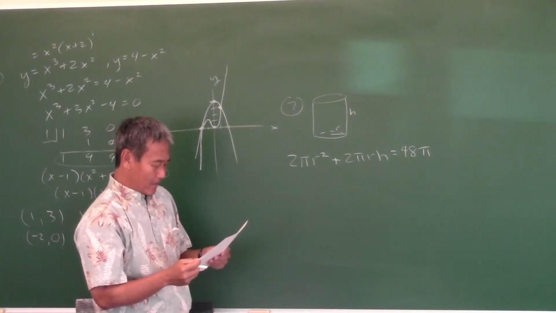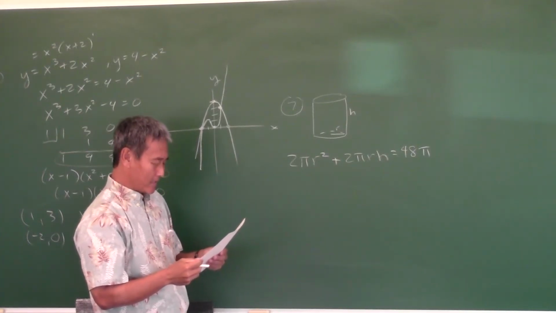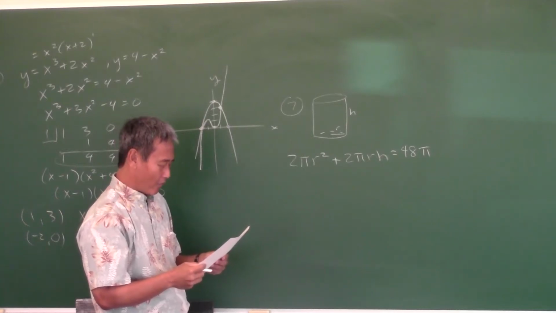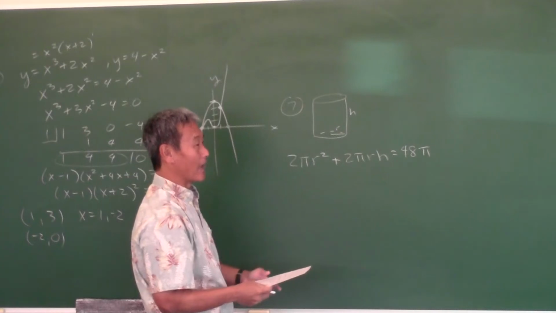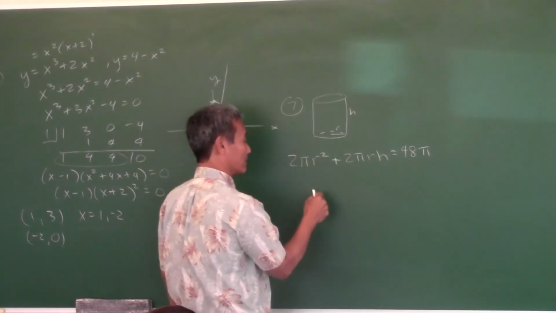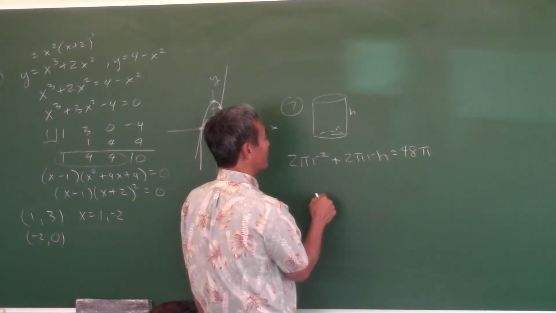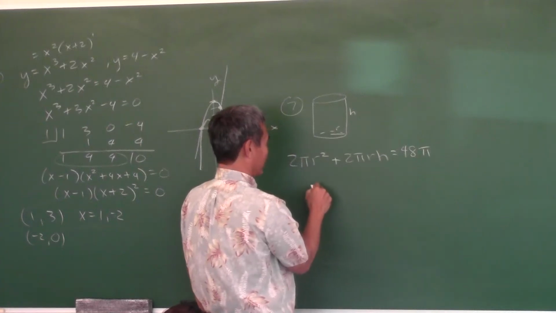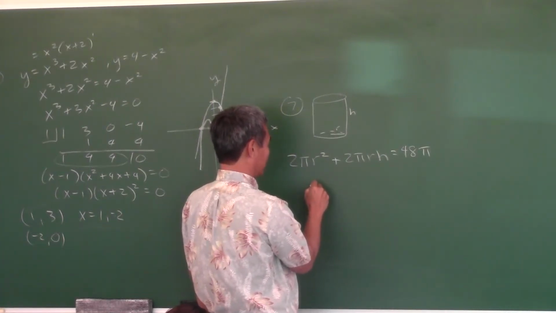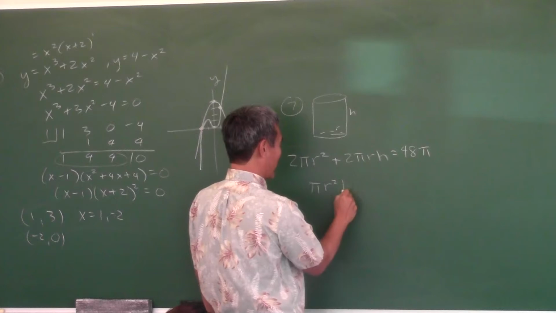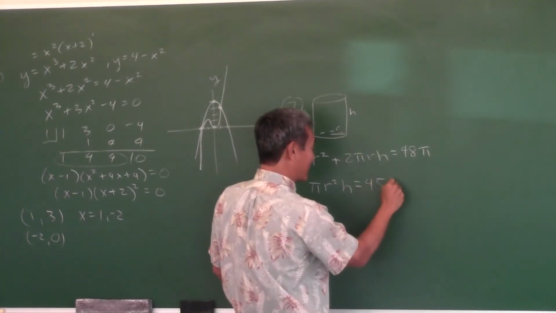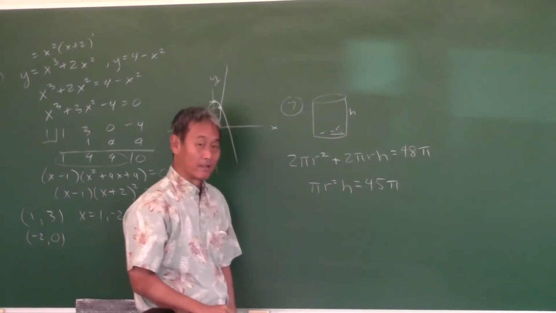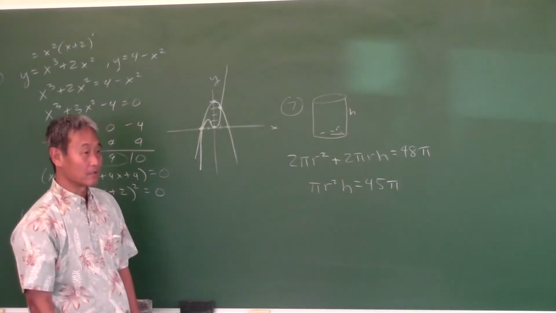And then, what is the radius of the can so that the volume of the can is to be 45 pi cubic inches? Well, how do you find the volume of a cylinder? What's the formula for volume? Pi r squared h is equal to 45 pi. You write that down, you get another point. You want the other 6 points? Solve it.